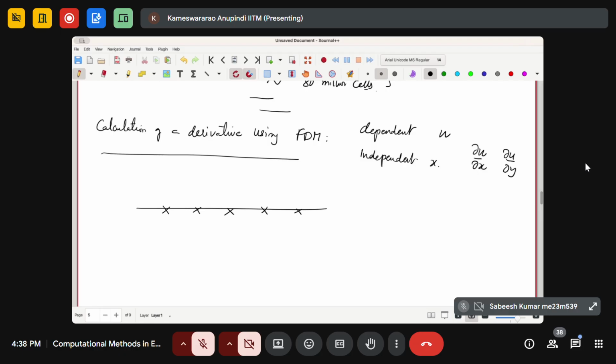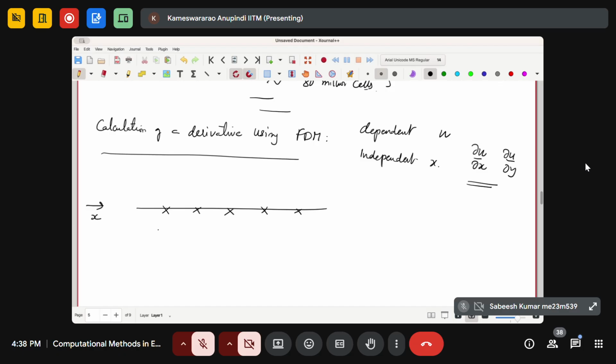Okay, these are there in the governing partial differential equations. As a result, we have to write an approximation for these ∂u/∂x and ∂u/∂y. That means the first step is, in the x direction, we're going to discretize with several points. That means we have done mesh generation.